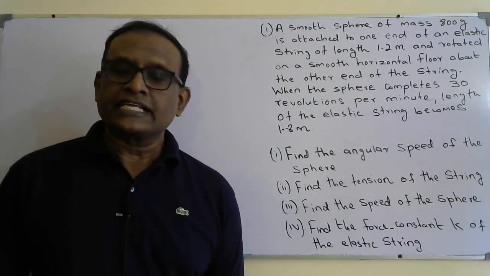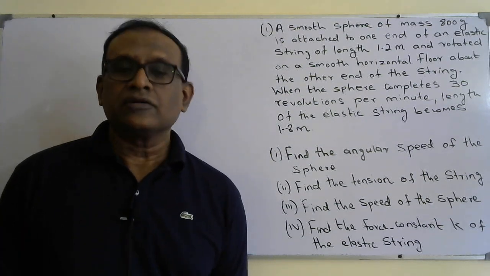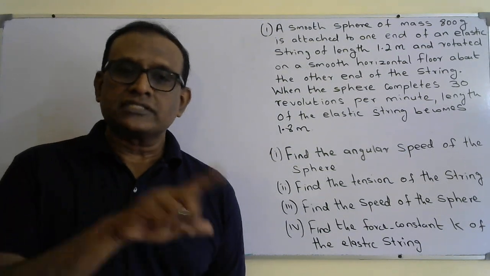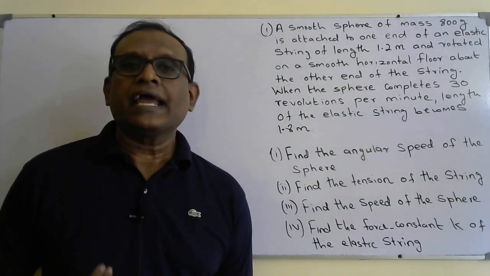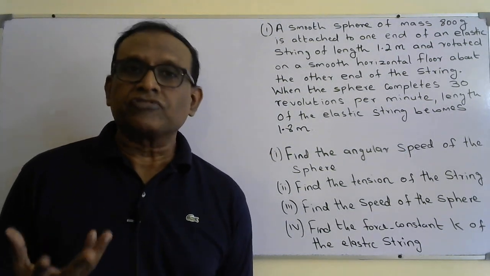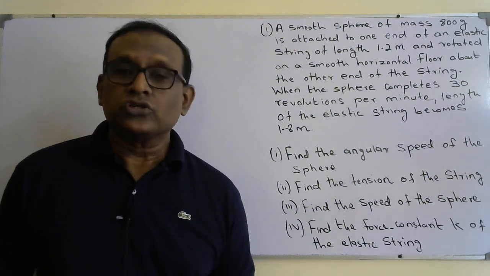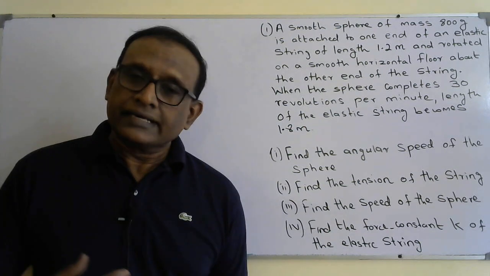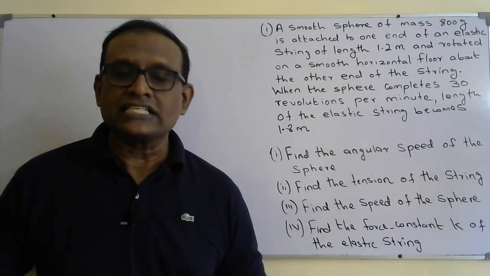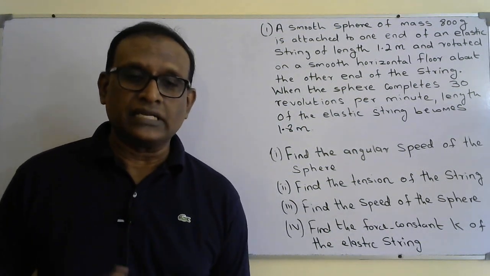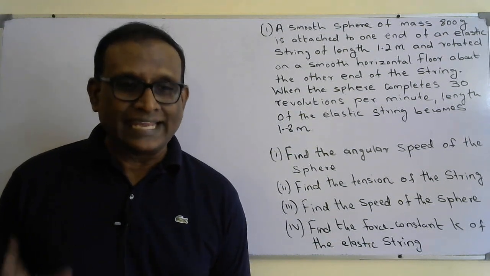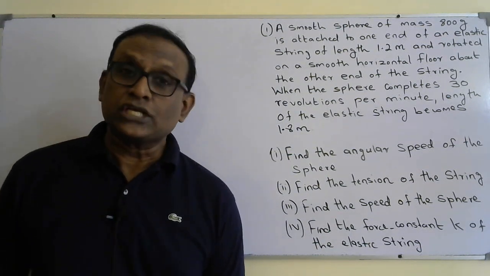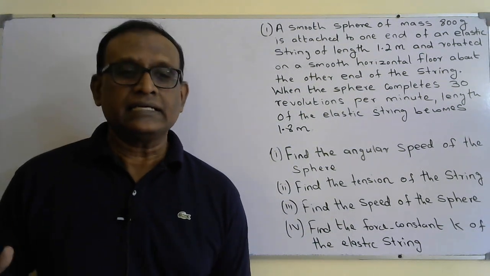I already explained that in my first video. When the sphere moves on a circular path, it will have a tendency of moving away from the center. That's due to inertia, a centrifugal effect. So the length of the string will increase because it's an elastic string. The length of the string becomes 1.8 meters, so the extension is 1.8 minus 1.2, 0.6 meter.